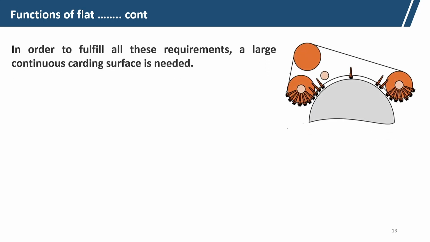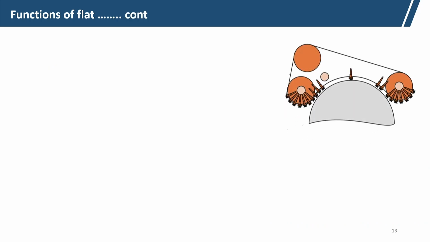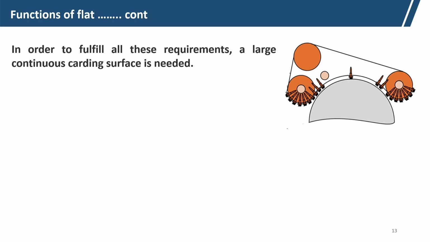So, in order to fulfill these requirements, a large continuous carding surface is required. This cannot happen in only one smaller zone, only one flat surface. So, we need a series of long surfaces, and that is actually provided by the series of flats. A continuous carding surface is needed, because repeated action is required to achieve this function.